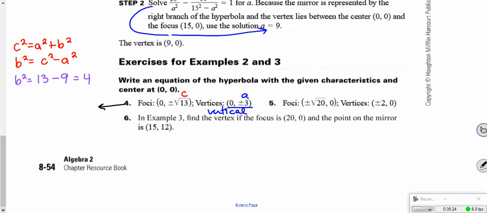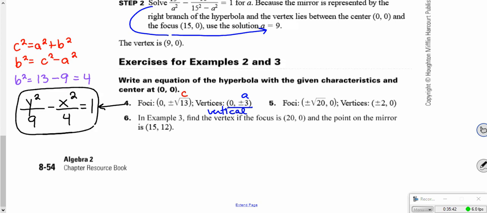So for this one, because it's vertical, I know the y squared has to be in the front. So y squared over a squared, that's 9, minus x squared over b squared, that's 4, equals 1. That should be it. So these are actually, I think, pretty easy. Again, you have to know the a squared, you have to find your b squared, and then you have to know which one goes in front, whether it's a vertical transverse axis or horizontal transverse axis.